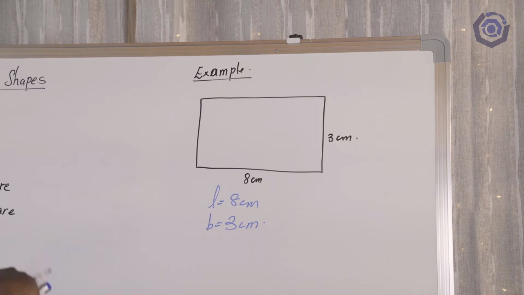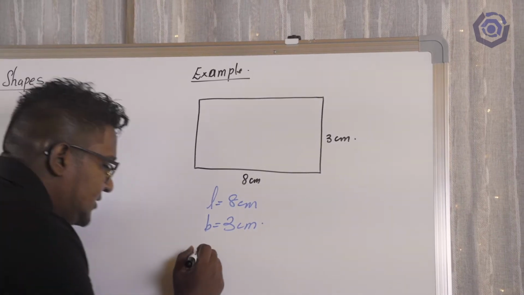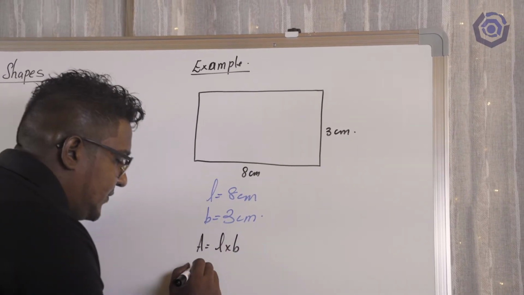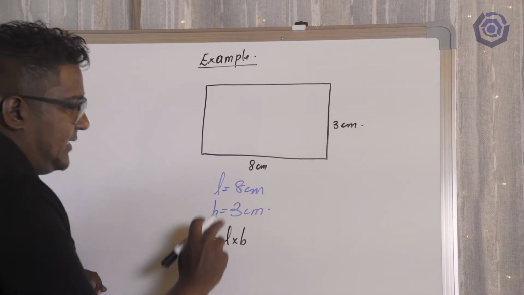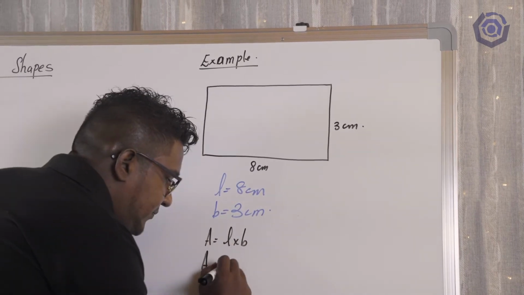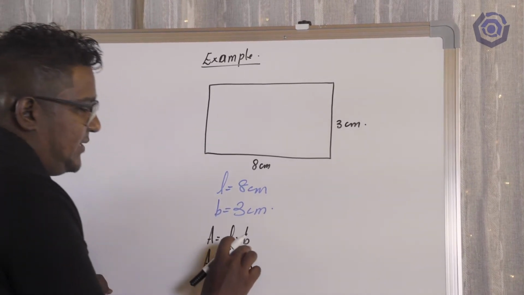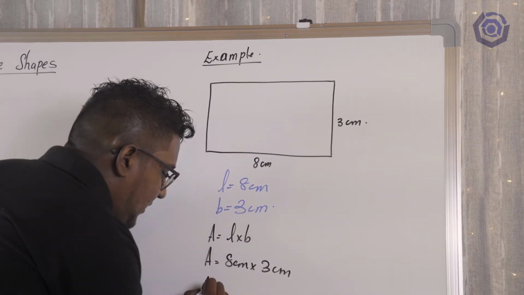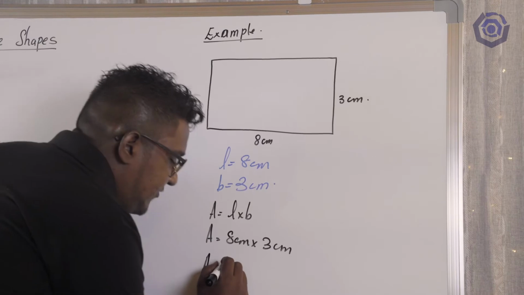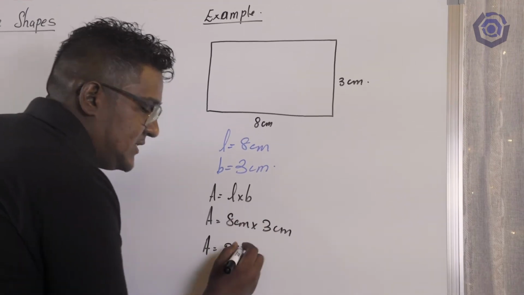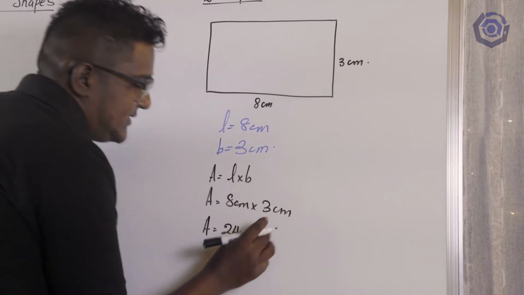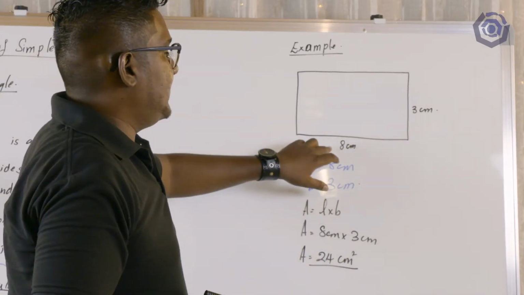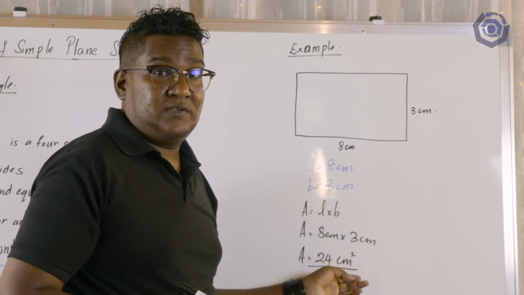Now, we identify the parts of the formula. Let's state the formula. A equals length times breadth. A equals the length, which we identified as 8 cm, multiplied by the breadth, which is 3 cm. A equals 8 times 3, which gives 24, and cm times cm gives cm squared, and this is how we end up with the unit. So the area of the rectangle above with length 8 cm and breadth 3 cm is 24 cm squared.